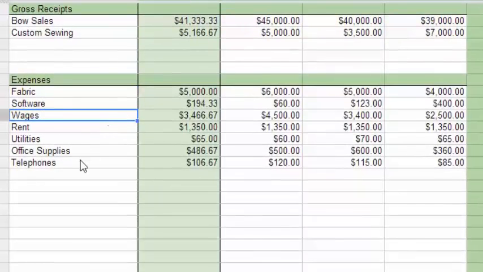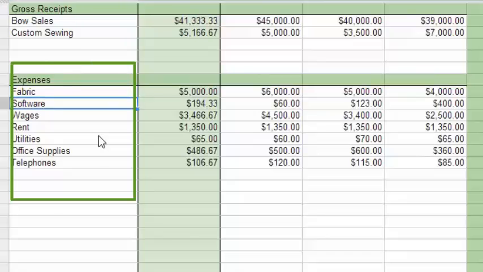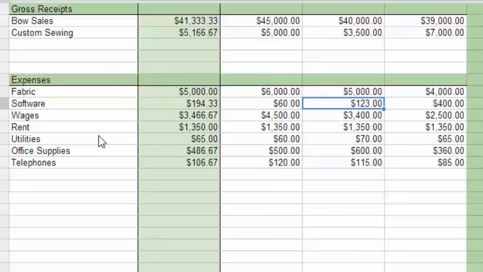Now, down a few rows, we're going to look at expenses, and this is what she has to pay, what her reasonable expenses are for operating her business. And again, what we've done is classify those: fabric, wages, office supplies, and such. And then for the past 3 years, put in the annual total for those expenses.